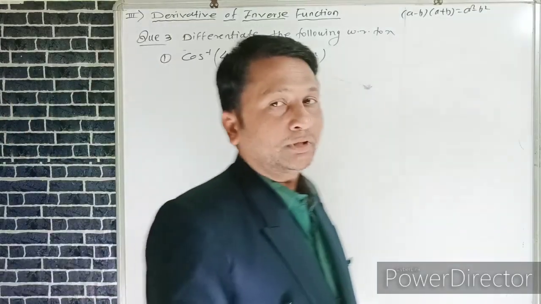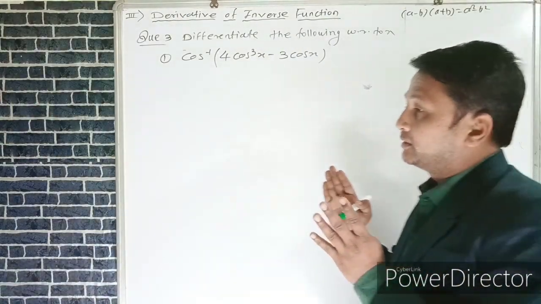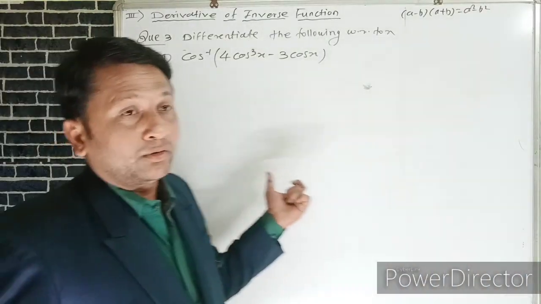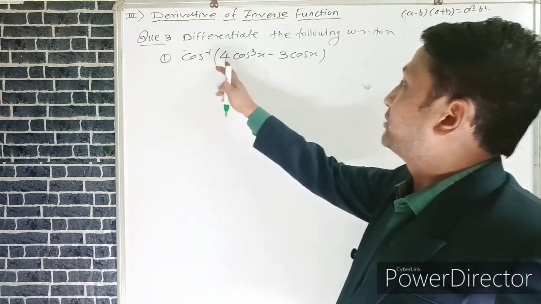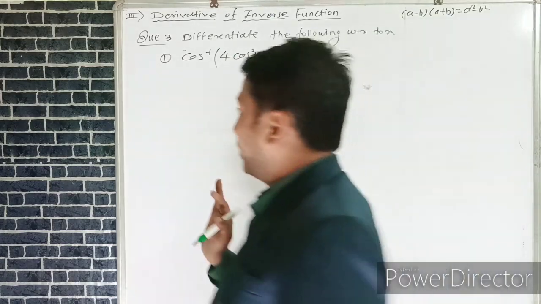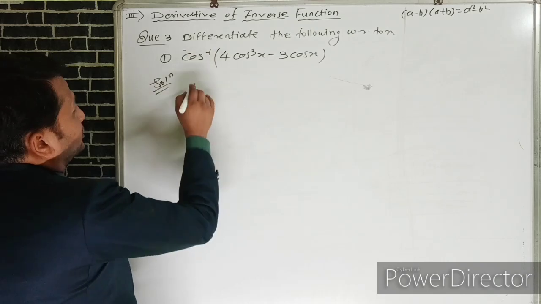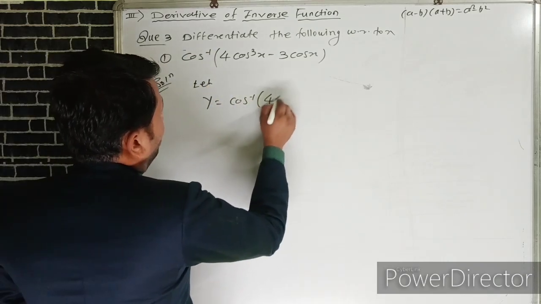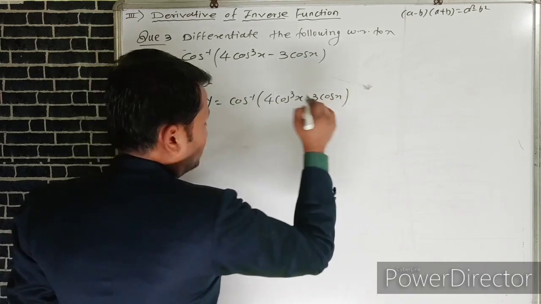Next question, question number 3 is differentiate the following with respect to x. Every example in this question depends on rules of trigonometric functions. For example, here cos inverse of 4 cos cube x minus 3 cos x. You know about rules of trigonometric functions. If we differentiate the given function, first we consider the given function y is equal to cos inverse of 4 cos cube x minus 3 cos x.